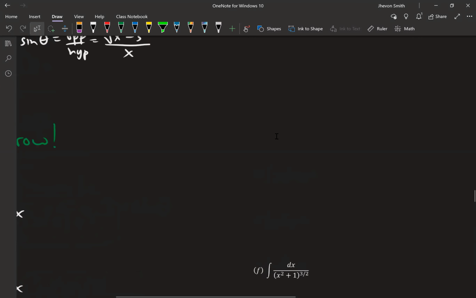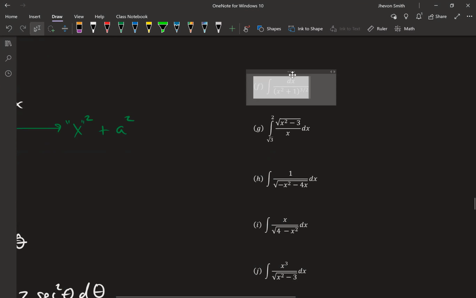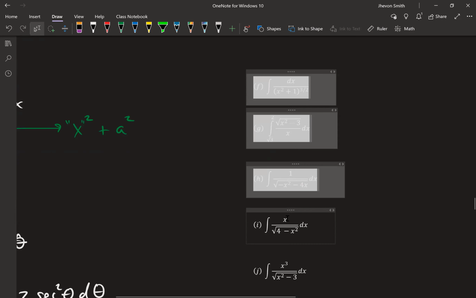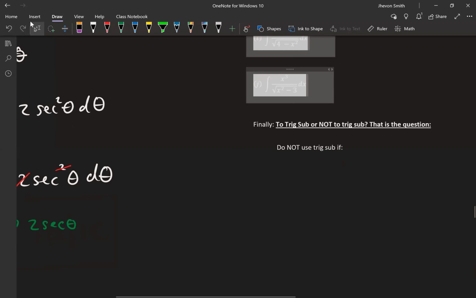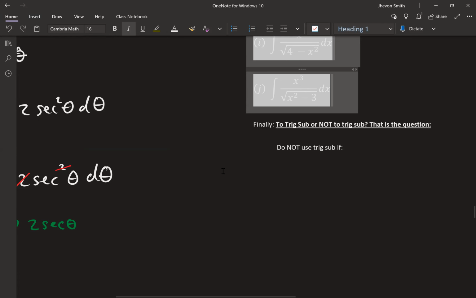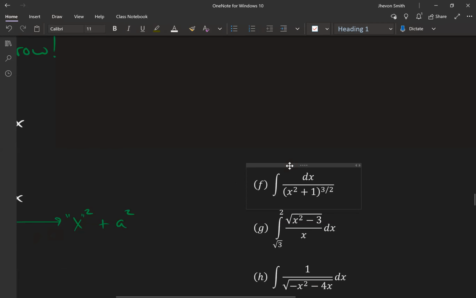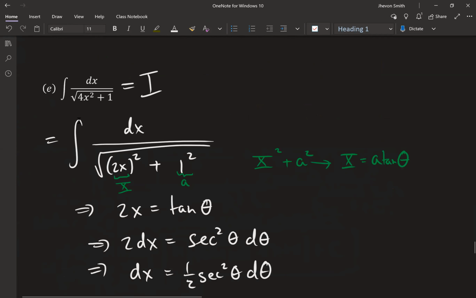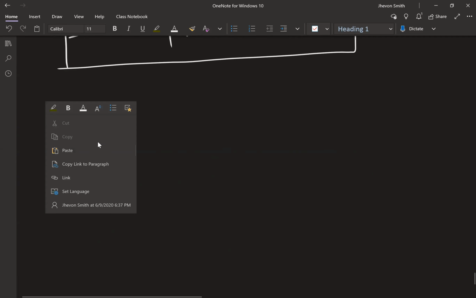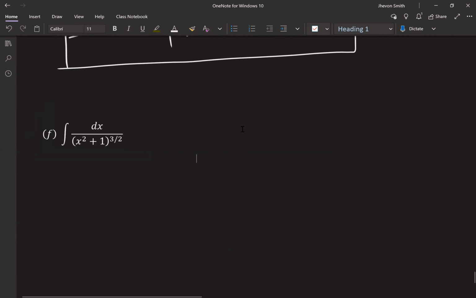Let's actually look at the others. Boom. So hopefully those of you who were confused are starting to get it more now. The point of doing all this practice is for you to really get used to it.